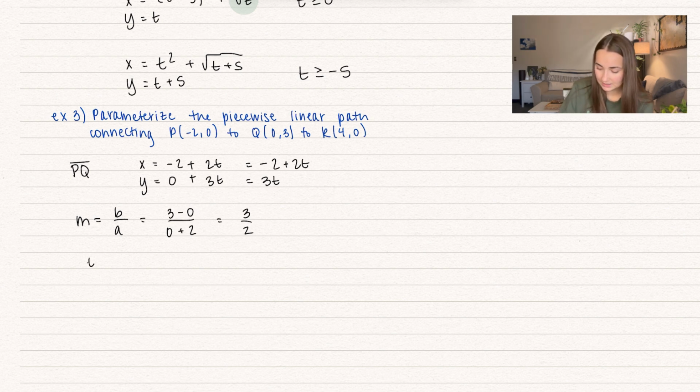So let's go ahead and plug in t equals 0. That's why we chose P to be our first point, right? Because this works out very nicely. That's going to be our starting position. And then we want to end at Q. So let's plug in t values until we get to Q.